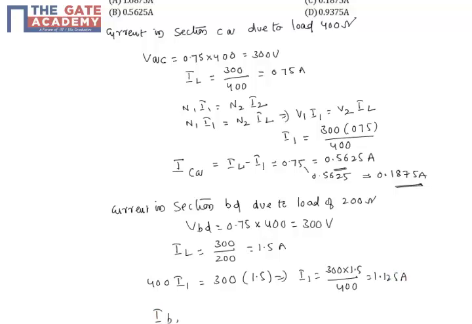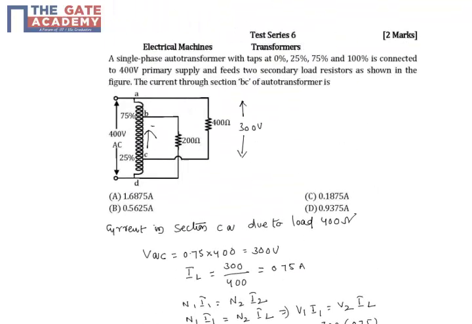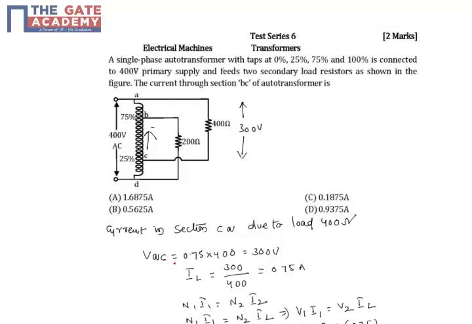What about the current in the section BD? It is equal to 1.125 minus, I have to put the first, the load current here, so 1.5 minus 1.125. So this is equal to 0.375. The direction is from down to up. So that means the current direction is from D to B.